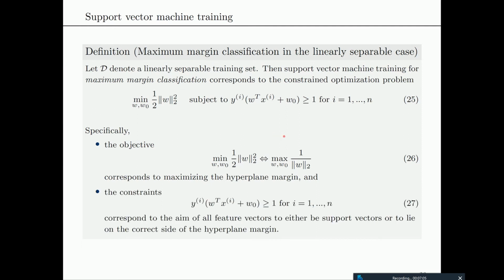The second thing is that we have these inequality constraints, namely that the product of the target variables times the output of the function f for each of the training vectors is larger or equal to 1, which corresponds to the fact that either each training vector should be a support vector, that's for the equality of one, or larger, meaning that it should be on the correct side of the hyperplane margin.